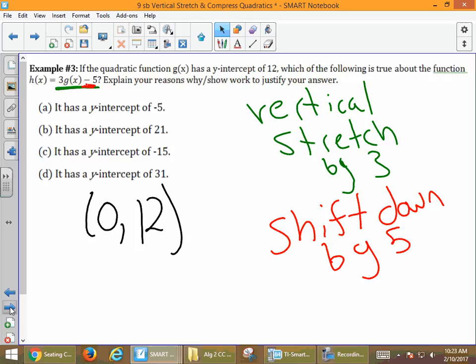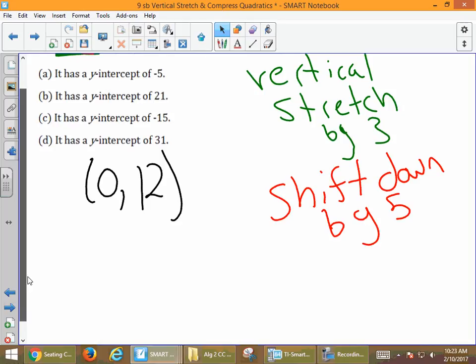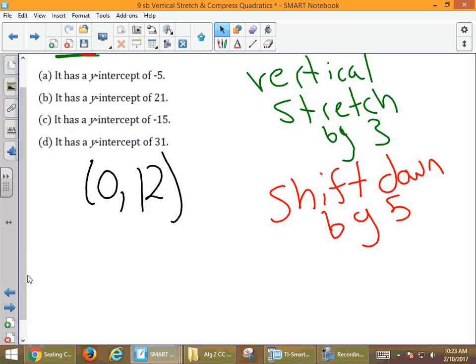Yeah, the y-coordinate for our y-intercept is 12. And so we need to take 12, and 12 is going to be the number that we're going to perform our transformations on, because we have our vertical stretch by 3 and our shift down by 3, which are both transformations in the vertical direction. Which transformation should we perform first? The stretch or the shift?